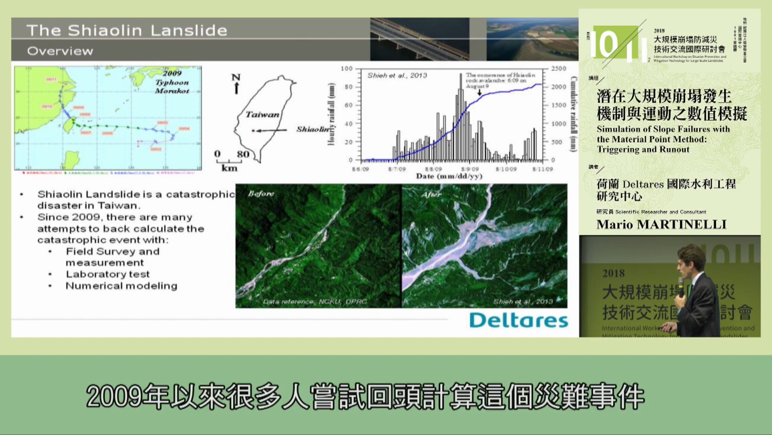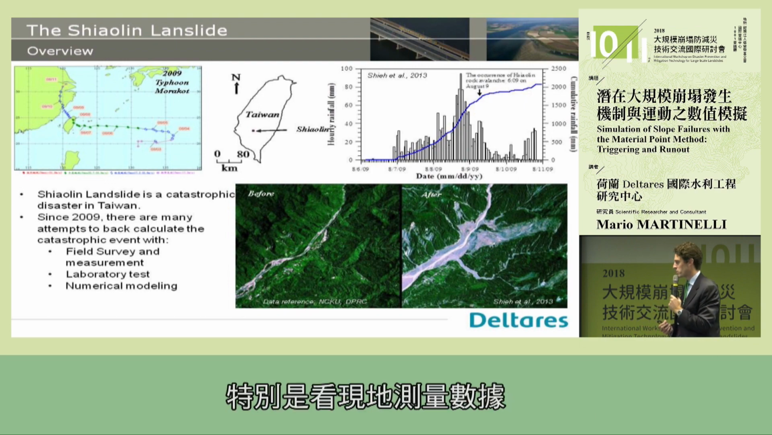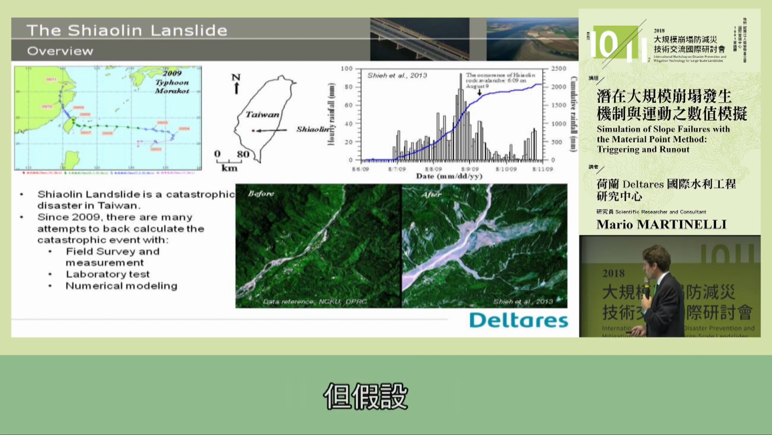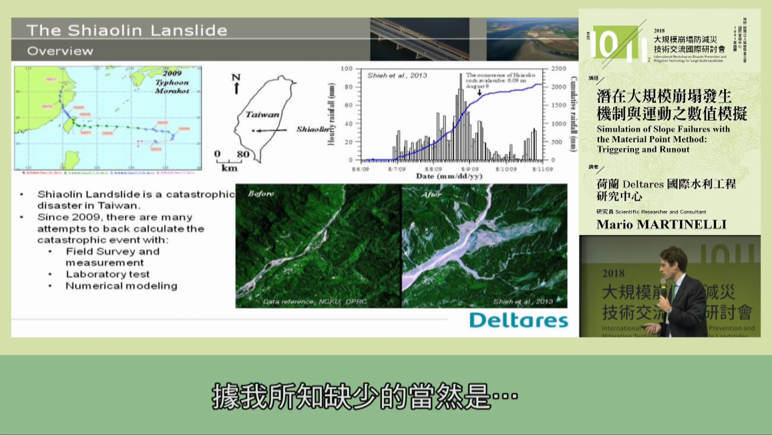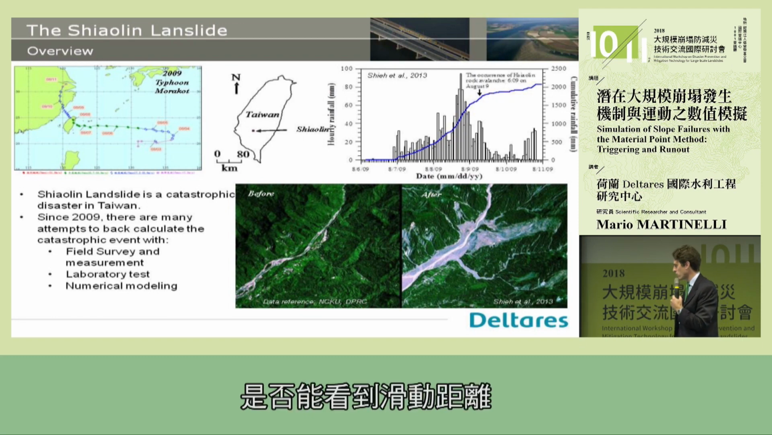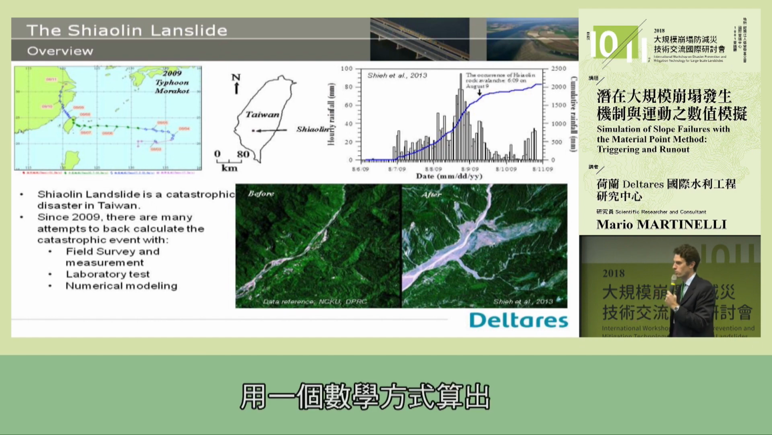Of course, since 2009, there have been many attempts to back calculate the catastrophic event, especially by looking at field surveys, measurements, laboratory tests, and also some numerical modeling. But what was missing, to my understanding, was understanding the reason of the triggering, and also whether it's possible to see the run-out in a single numerical method.